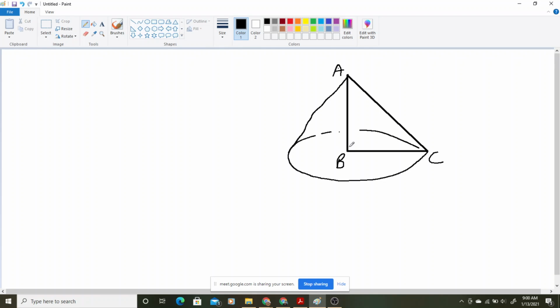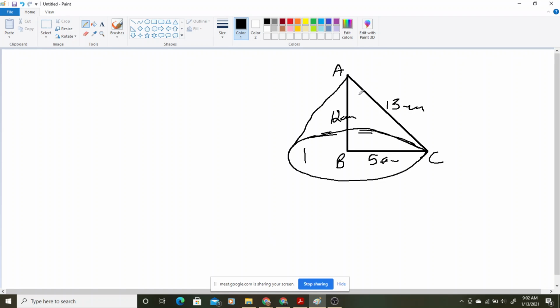Will it form like a cone? Suppose this side is 5 centimeter, this is 12 centimeter, and this is 13 centimeter. If I rotate this completely using the 12 centimeter side, I took the 12 centimeter side as fixed and I am rotating the 5 centimeter side. So what will happen?